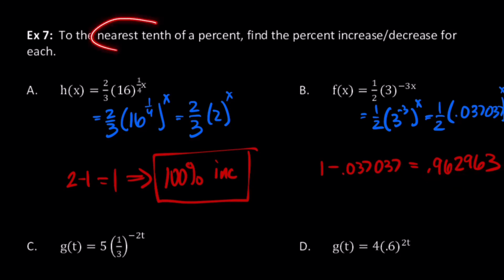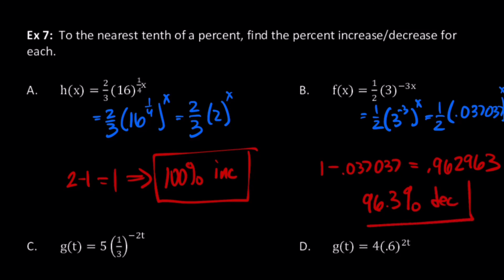It says 1/10 of a percent. So if my decimal's here, that's a 9. That would go up to 3. So 96.3. 96.3% decrease, right? Because that's less than 1. That's what remains. That's a very, very small percentage that remains. So it kind of makes sense that you have this decrease.